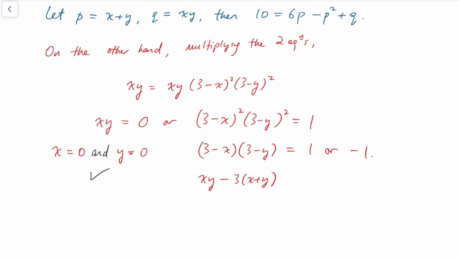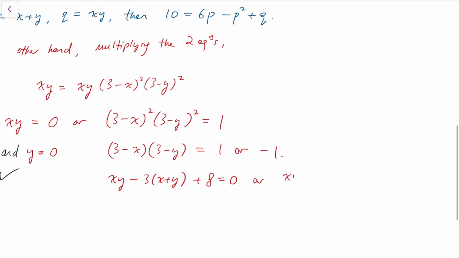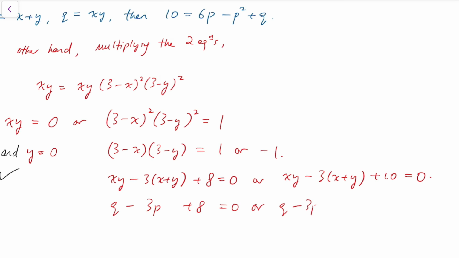Expanding, I can say xy minus 3 times x plus y plus 9 is equal to 1 or minus 1. So either it's plus 8 equals 0, or similar things, but not plus 8, it's plus 10 equals 0. So that means q minus 3p plus 8 equals 0, or q minus 3p plus 10 equals 0. And then we have to deal with these three equations and try to solve for p and q, and hence x and y.